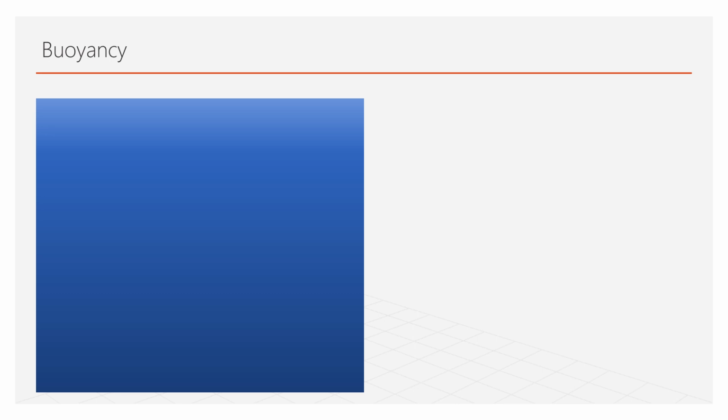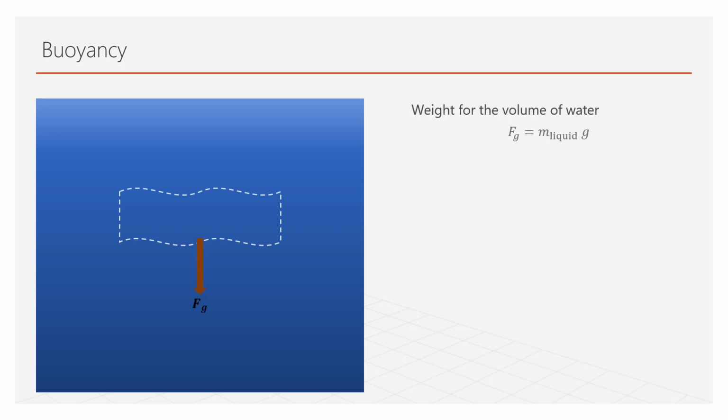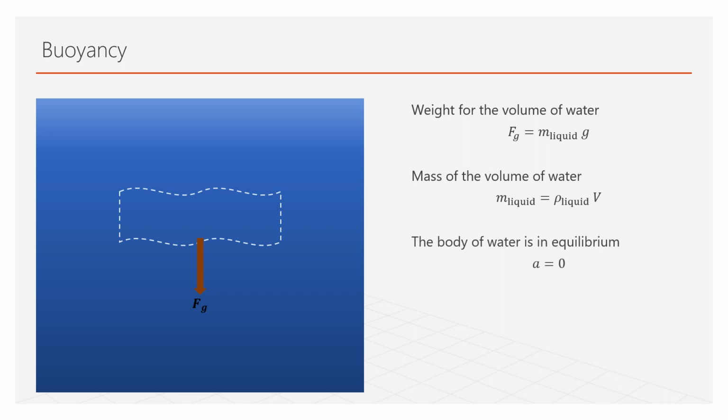Imagine a large body of fluid such as water. Then select a volume of that liquid. That volume of liquid has a weight that is equal to its mass multiplied by the acceleration due to gravity. The mass of that volume can be found by multiplying the density of the liquid and the volume that it occupies. This volume of liquid is at equilibrium and is just sitting in place, and so its acceleration is 0.